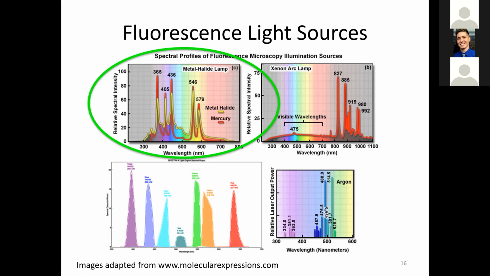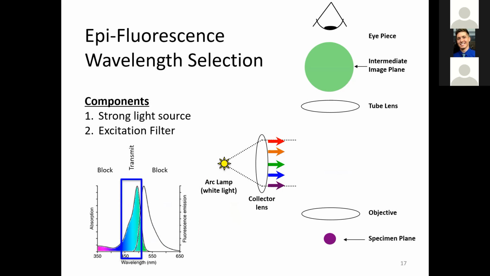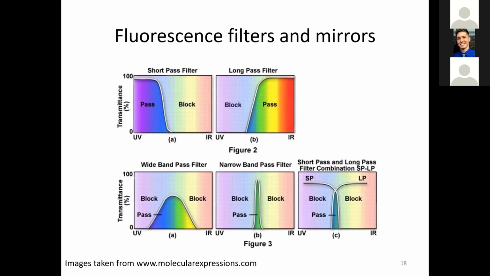Sometimes that's calibrated, sometimes it isn't. So it's always good to be aware that the output of your light source might not be consistent. So now we've talked about excitation. Now let's talk about the different kinds of fluorescence filters and mirrors.